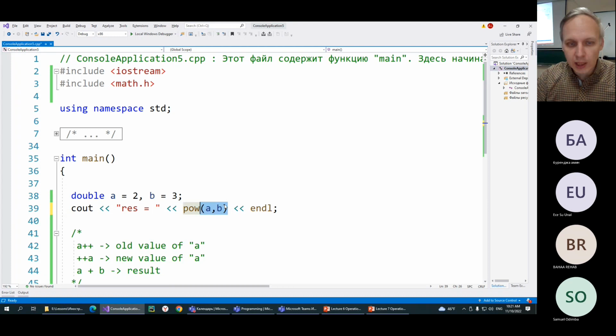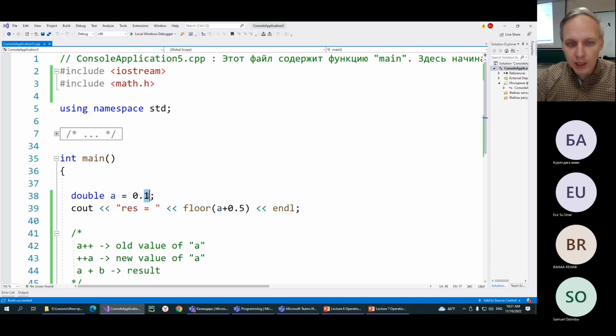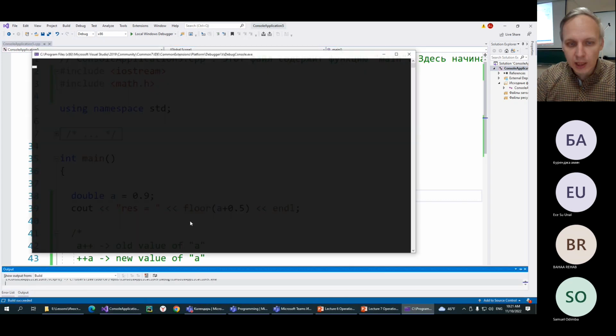For example, let me show you floor of a plus 0.5. For example, a equals 0.1. The closest integer number to 0.1 is 0, and the result will be 0. If I consider, for example, 0.9 and apply floor of a plus 0.5, the closest number to a is 1, and the result will be 1.